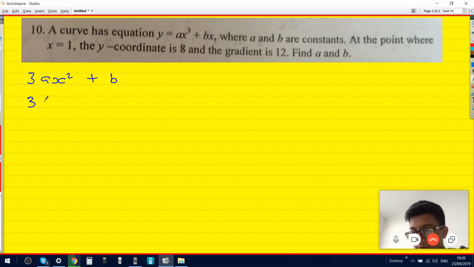And we need to find b as well. So we've got 8 equals 3 times 4 times 1 squared, which is just times by 1, plus b. Therefore, 8 equals 12 plus b. So b must be 8 minus 12, that's minus 4. So I think you're okay for that. So 3a plus b is 12.